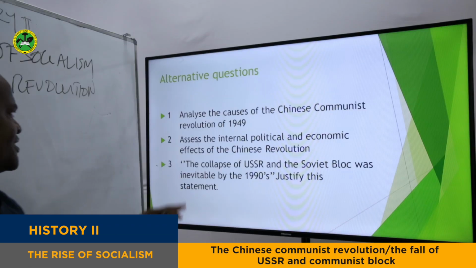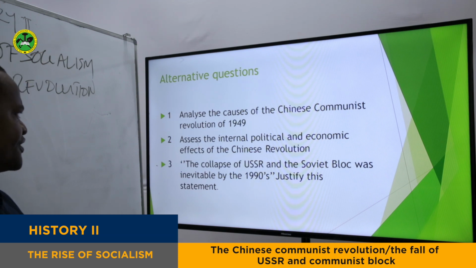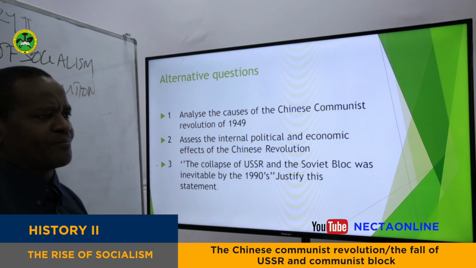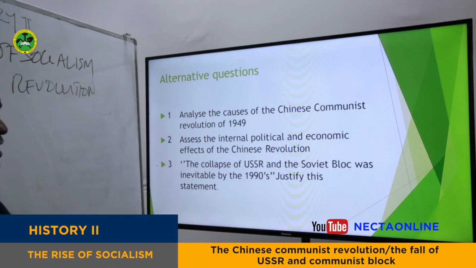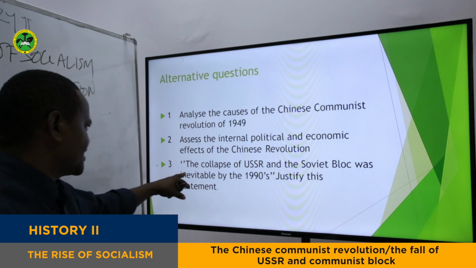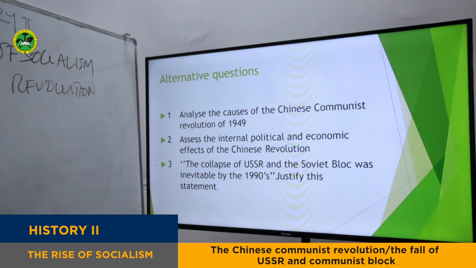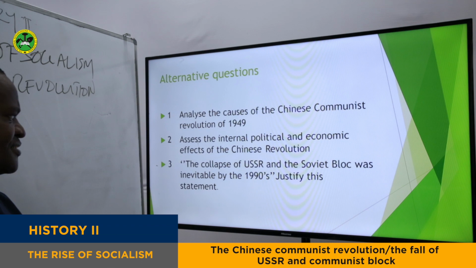We have got three questions. The first question is analyze the causes of the Chinese Communist Revolution of 1949. And another question is assess the internal political and economic effect of the Chinese Revolution. And our third question is that the collapse of USSR and the Soviet bloc was inevitable by the 1990s.